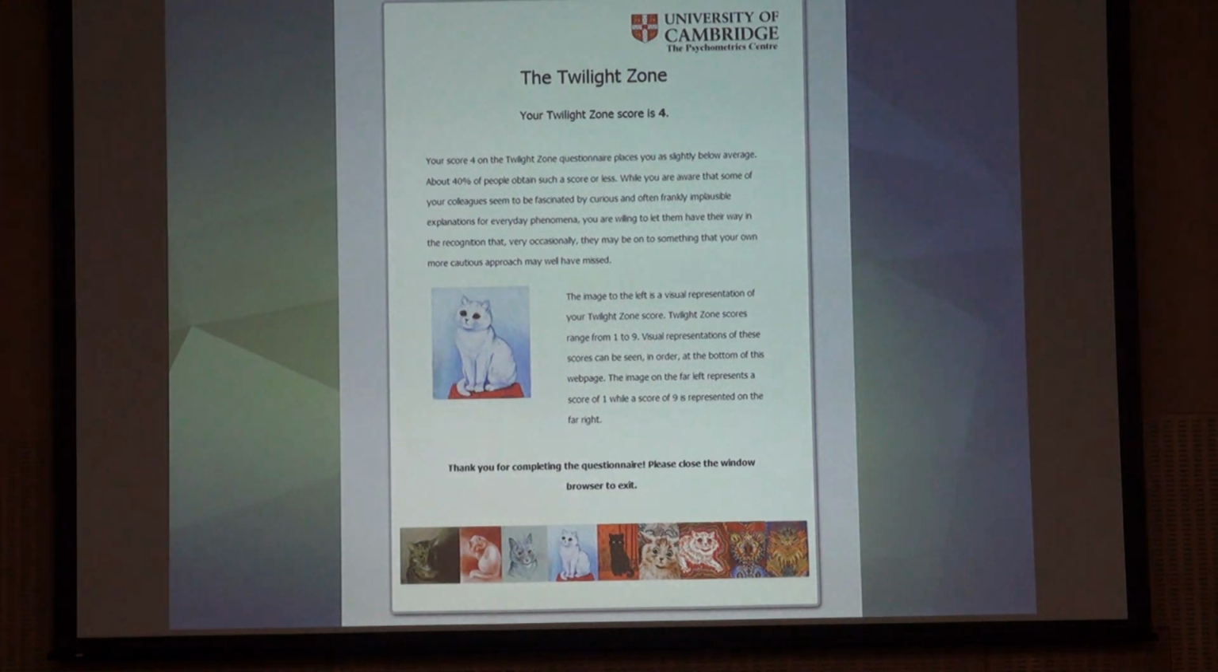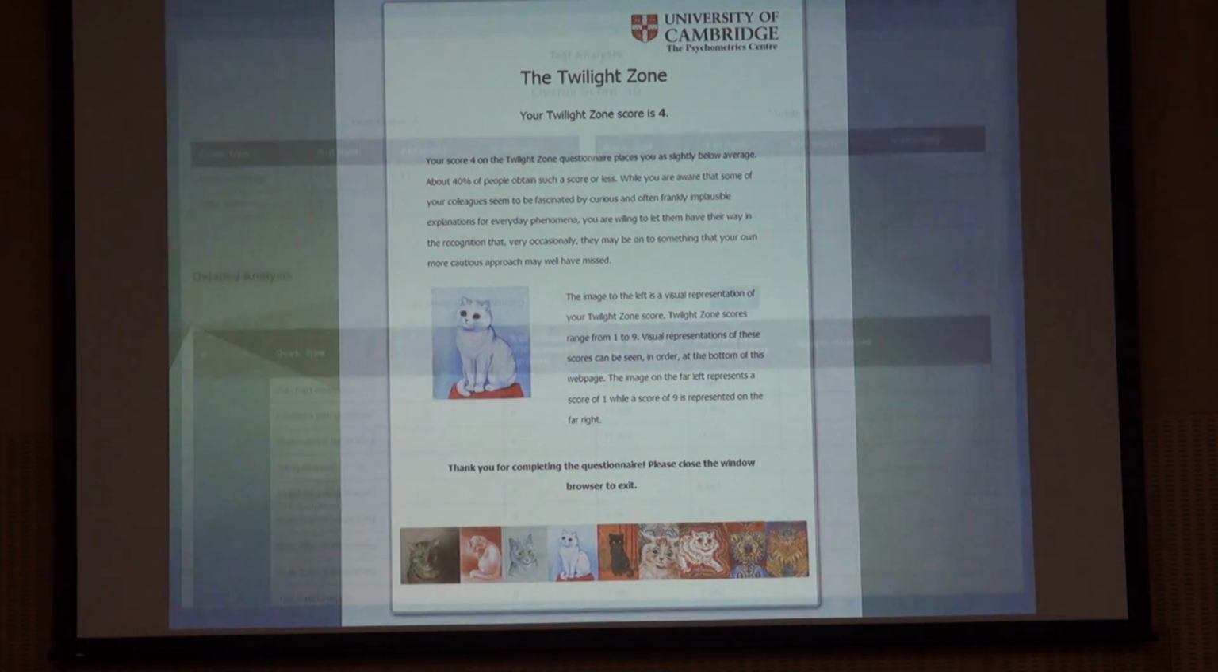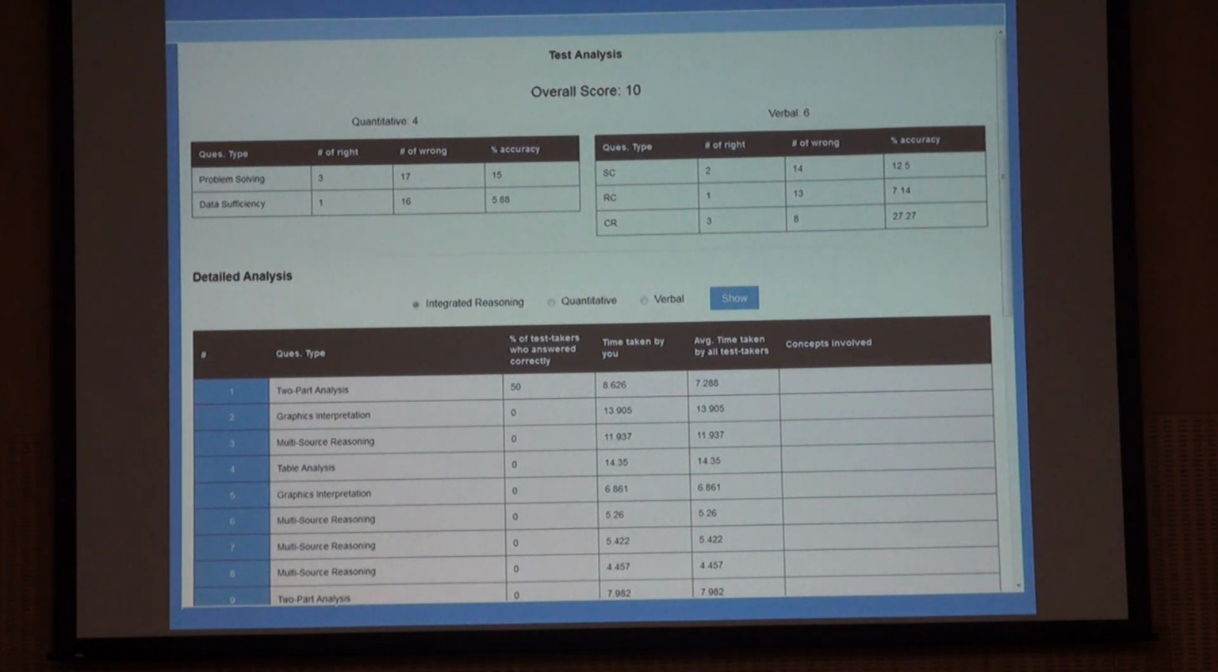Here's some feedback that Professor Rust, who is director of the Psychometric Centre, has got for his Twilight Zone test, whatever it is. This is the kind of feedback he gets at the end of his test. Sometimes the feedback can be a bit more complicated, so we were commissioned by an Indian test prep company to make a version of GMAT so that all of their clients could practice, and this is the kind of feedback that it gives them at the end.